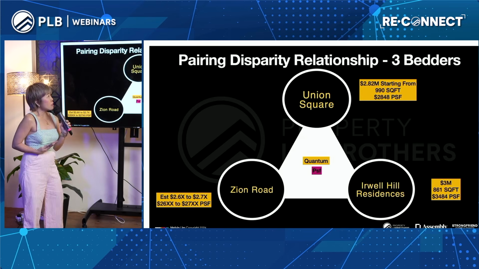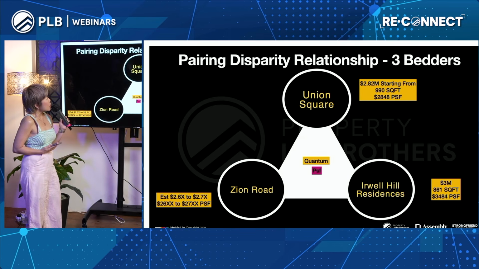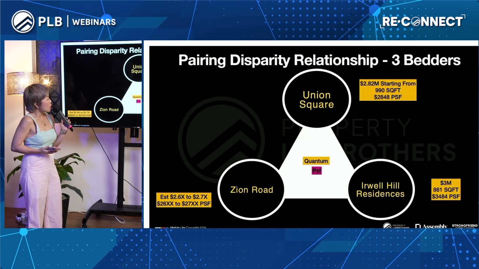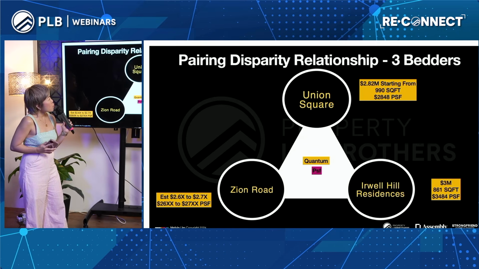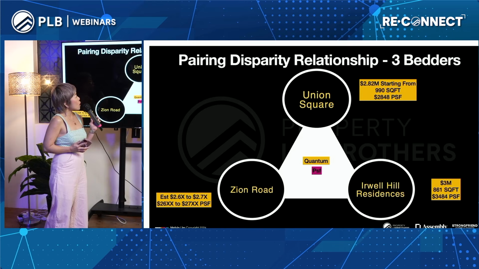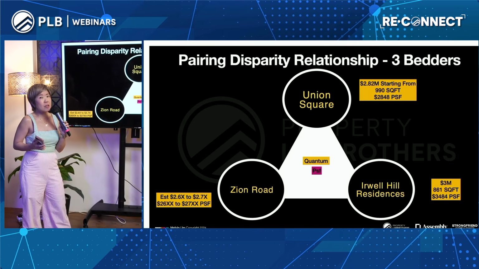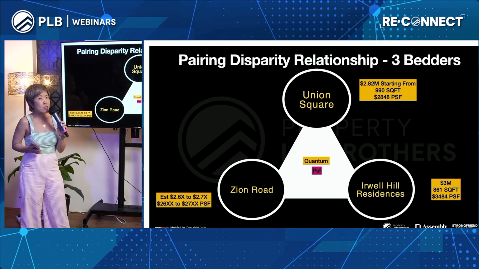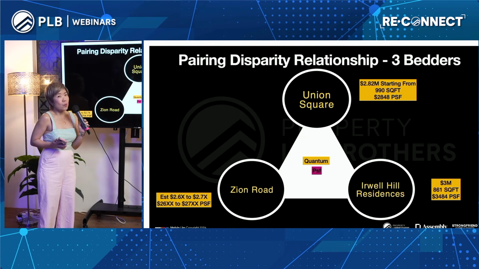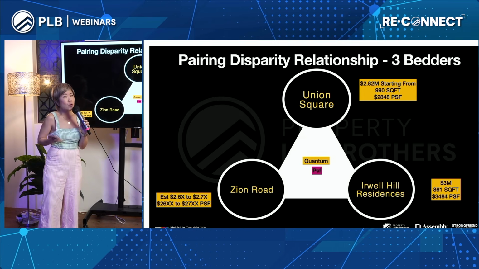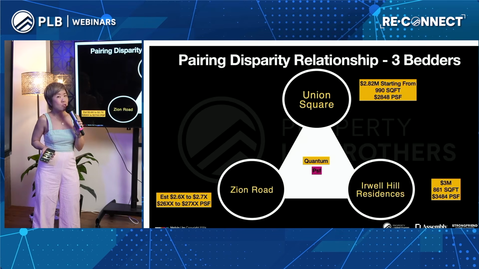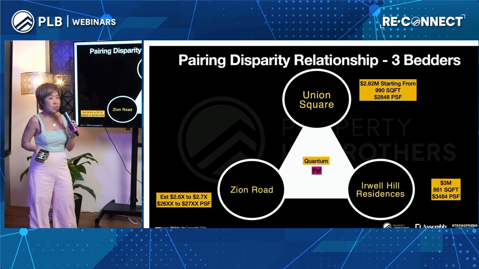And this is the PSF disparity between the 3-bedders in the 3 different condos that I mentioned earlier. For Union Square, the 3-bedders are going at 2008 PSF, which I think is still a very good price in the central region, at 990 square feet. Well Hill, if you want a project that is ready to move in at the end of the year, then Well Hill has a $3 million 3-bedroom, which is at 860 square feet.